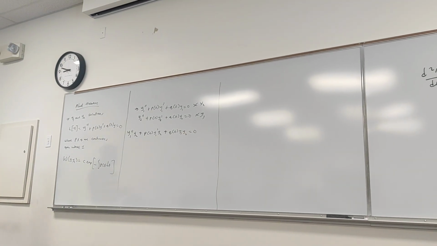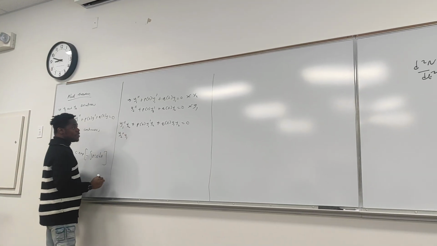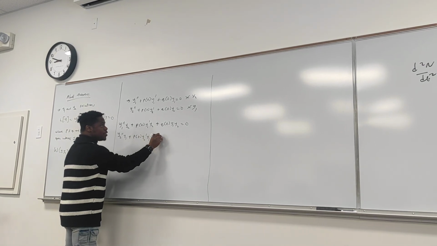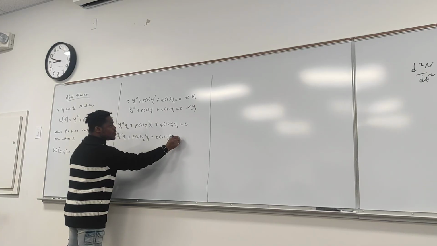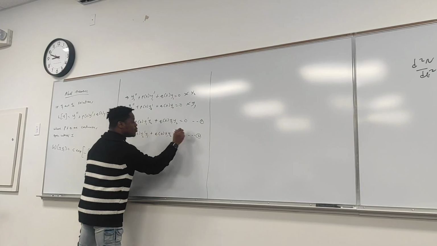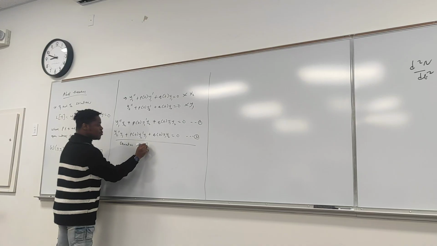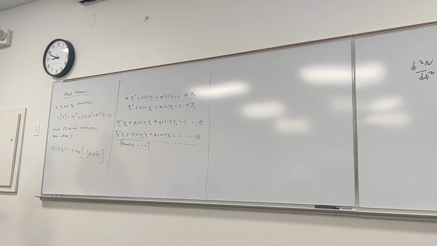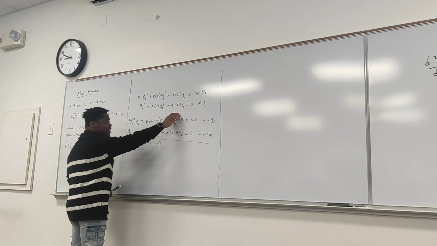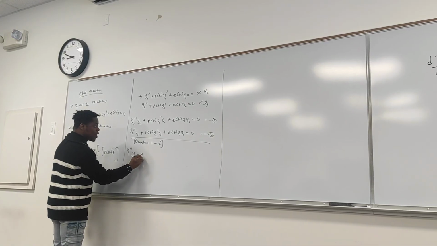If I make any mistake again, please correct me. Then if you multiply by y1, this becomes y2 double prime y1 plus p(t) y2 prime y1 plus q(t) y1 y2 is 0. We can call this equation 1 and this equation 2. Let's do equation 1 minus equation 2. That becomes y1 double prime y2 minus y2 double prime y1.